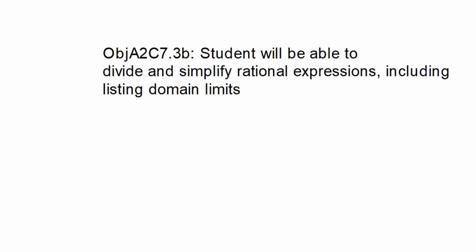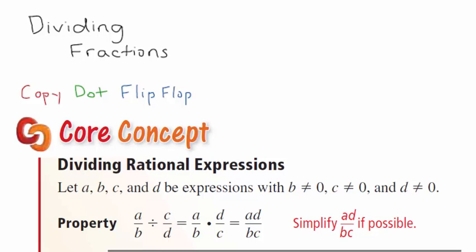Our objective for the second part of this is to be able to divide and simplify rational expressions, including listing the domain limits. What we need to remember is copy dot flip-flop. So when we have two fractions, rational expressions, and we are dividing, we are going to copy the first term exactly, change division to multiplication, and flip the second fraction. So copy dot flip-flop. Once we do that, the steps are going to be the exact same that we did in the last section.